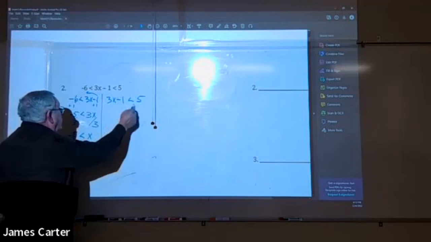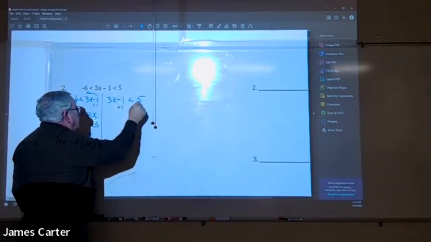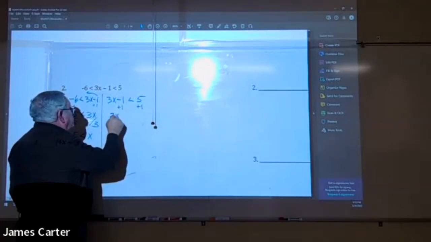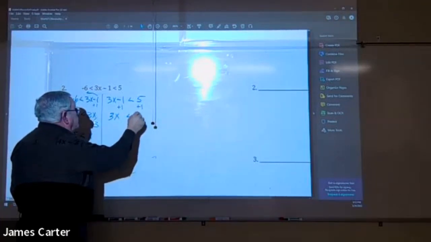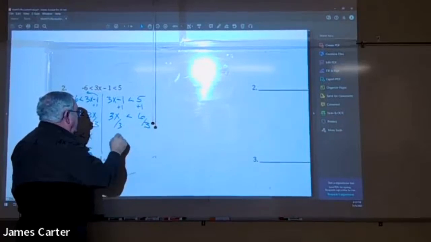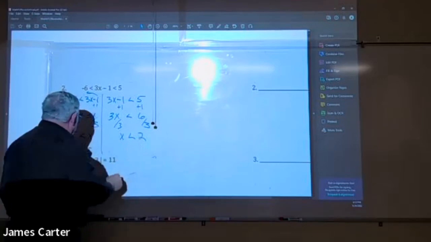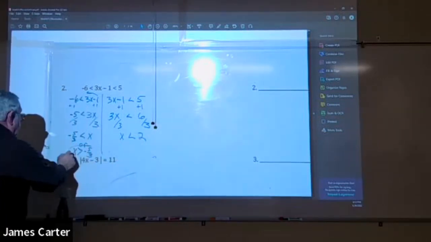Okay, this side: plus 1, plus 1, 3x less than 6. Divide both sides by positive 3, x less than 2. Okay, so we've got these two answers.